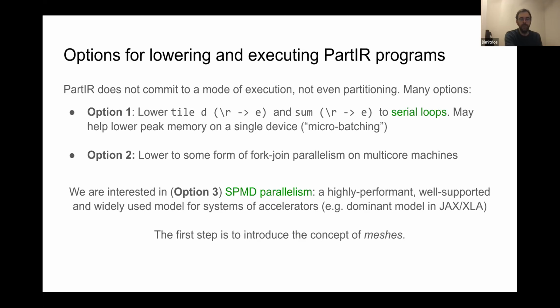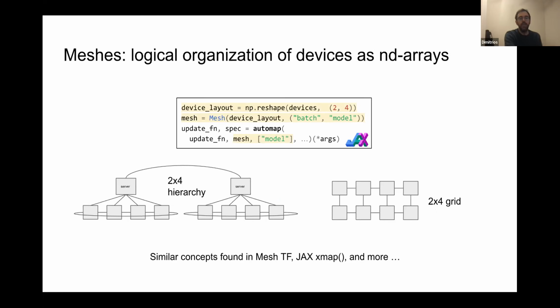This is the reason, the purpose that meshes serve. Meshes are a logical organization of devices as ND arrays. For example, you can have lots of different hierarchies. On the left, you see a hierarchy where you have two servers, each of them having 4 GPUs. On the right-hand side, maybe you see a 2x4 grid of accelerator devices. And meshes allow you to view these things as maybe a 2x4 array of devices.